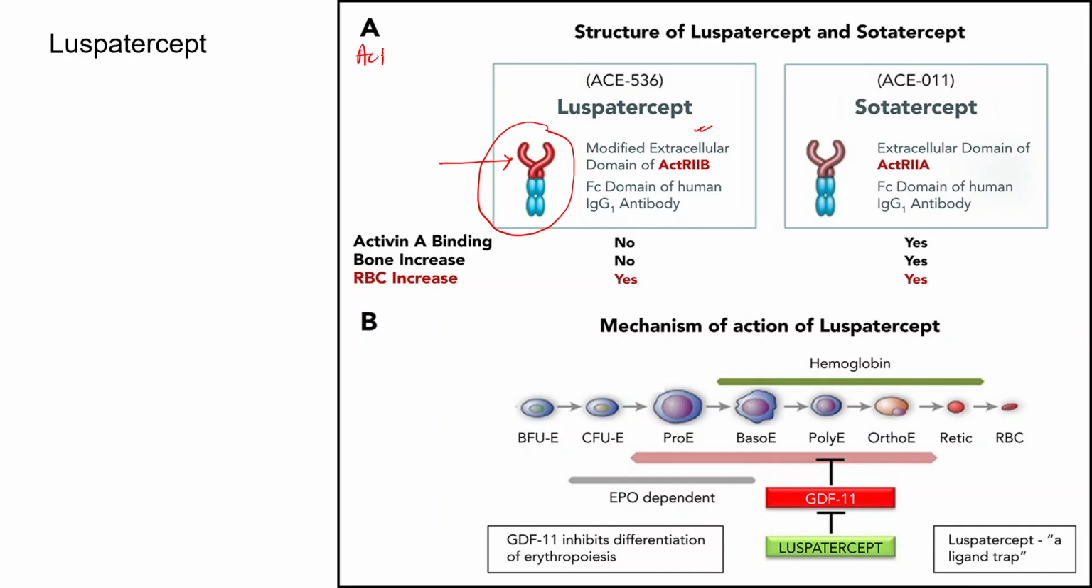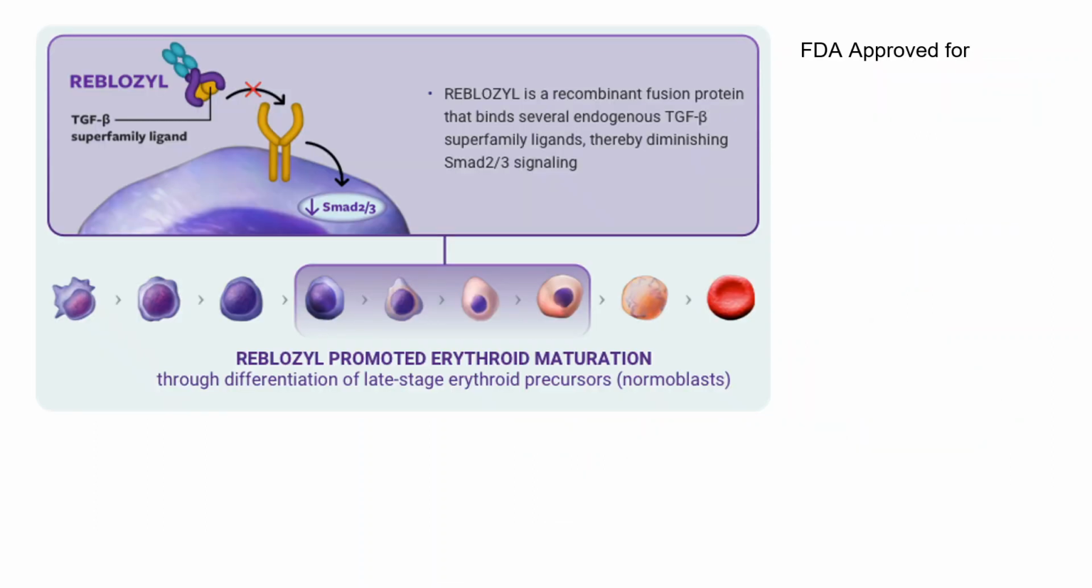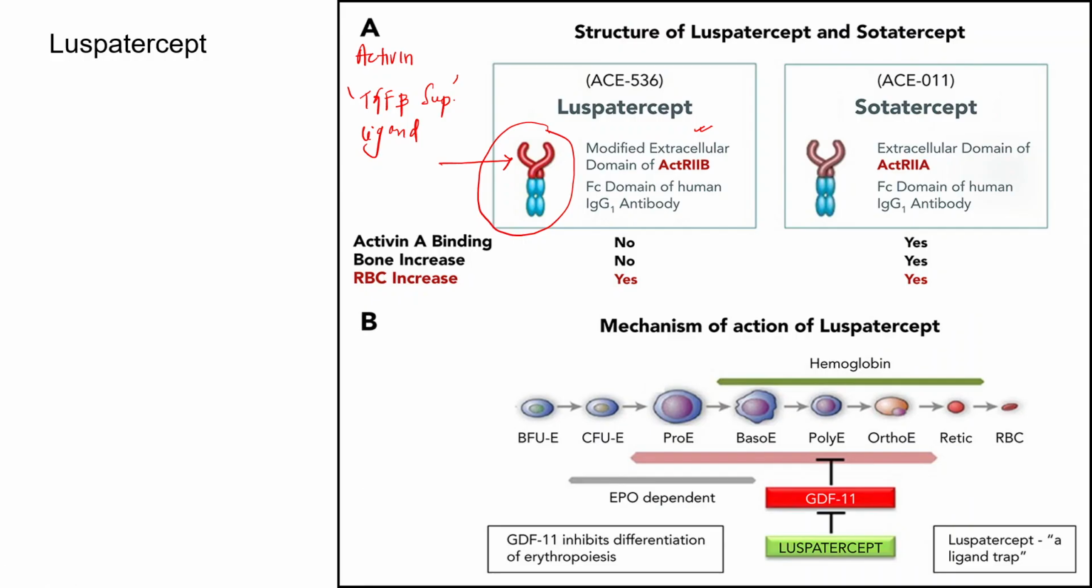This activin is a TGF beta superfamily protein ligand. That means it will modulate the TGF beta signaling. And this luspatercept has a domain that has the receptor for this activin. So it will bind this activin, so that the activin will not bind to the cells and cause suppression of erythropoiesis.